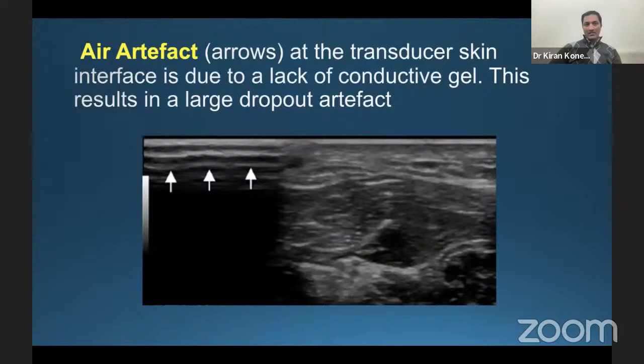So the first one I show here is an air artifact, as you can see on the arrows on the left side, where the transducer is not in touch with the skin or the surface because of lack of conductive gel. It's very important to have a transmitting medium between the probe and the surface, like the conductive gel that we commonly use. If that is not in significant contact, then you get an air artifact like this one.